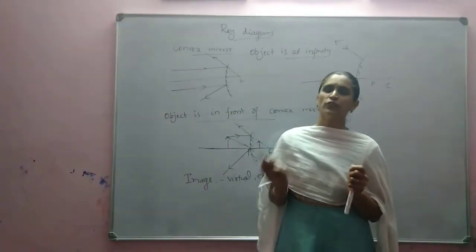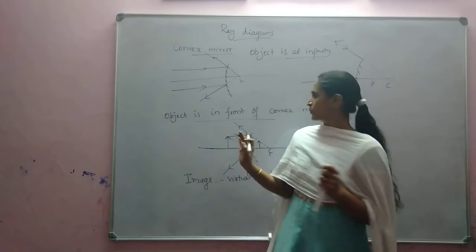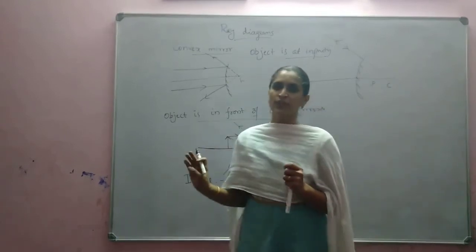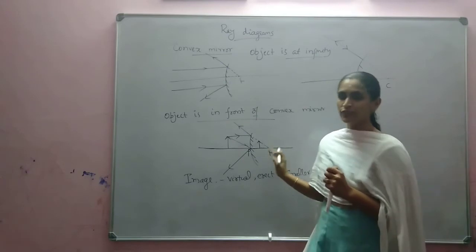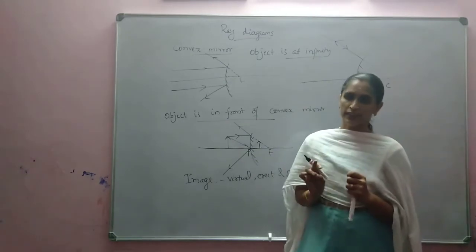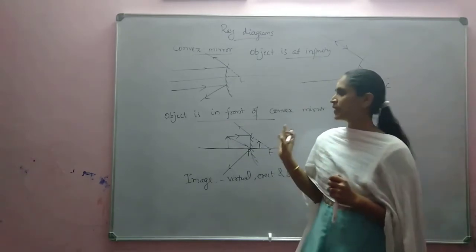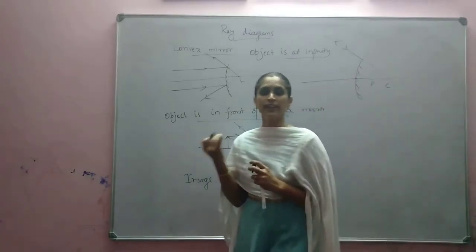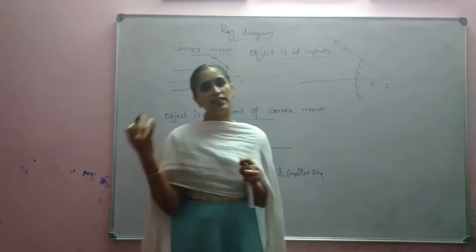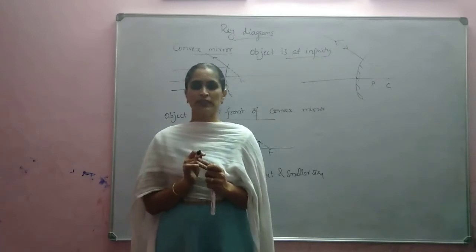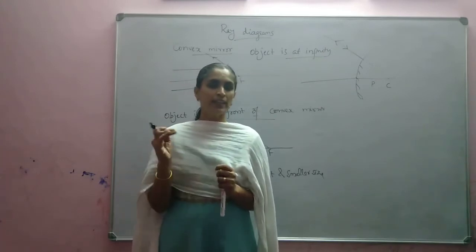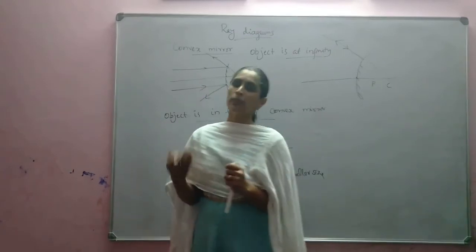Anywhere in front of a convex mirror, if you keep the object, you will get a diminished image, and it will always be formed between P and F. It will be virtual and erect. So a convex mirror always forms virtual, erect and diminished images, and if the object is at infinity, the image will be exactly at the focus. Okay, is it clear? And now we will discuss the mirror formula.